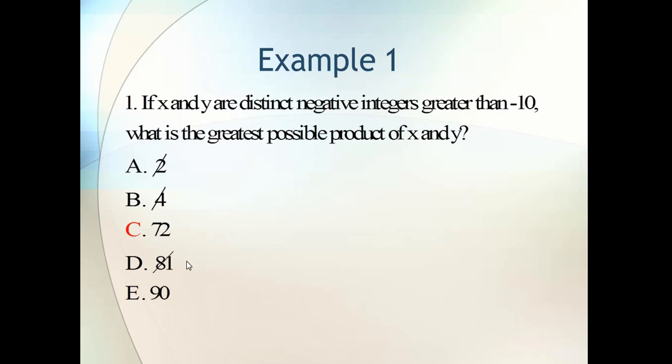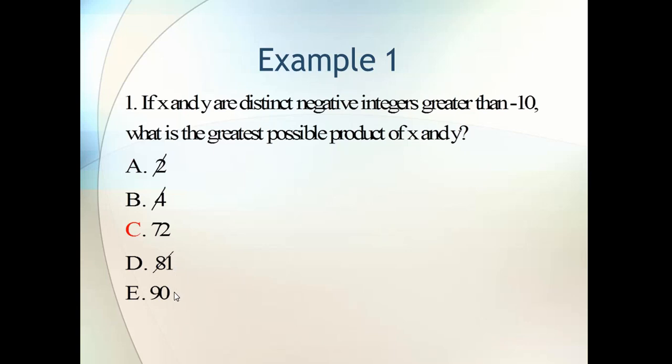Now 81: the only product that gives you 81 is 9 times 9, or negative 9 times negative 9. But the problem states x and y are distinct negative integers, meaning different. So they can't be the same number, they can't both be negative 9. Therefore, D must definitely be incorrect, so we eliminate that as a possibility also.